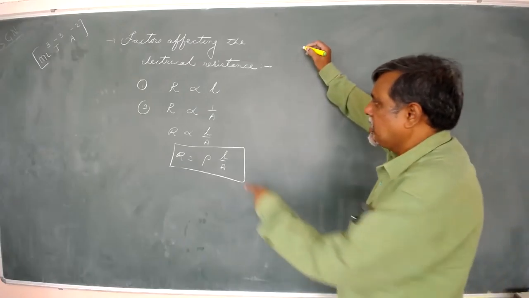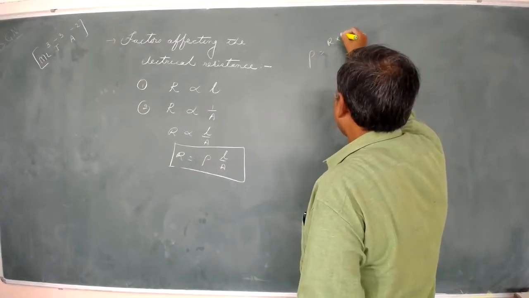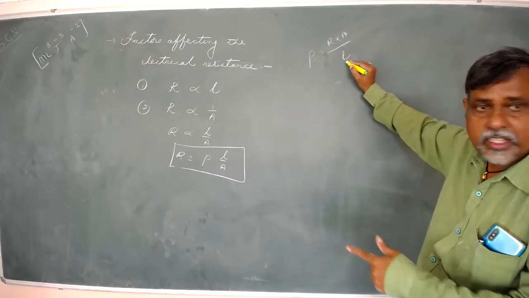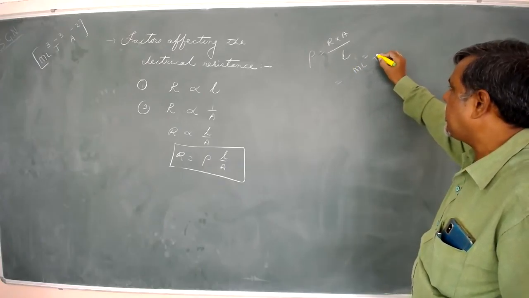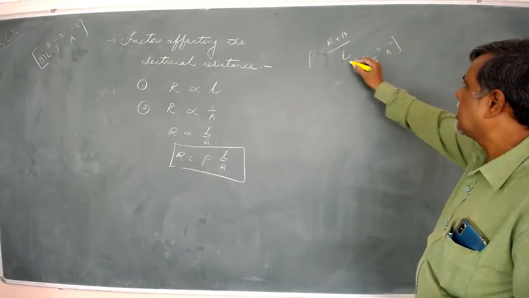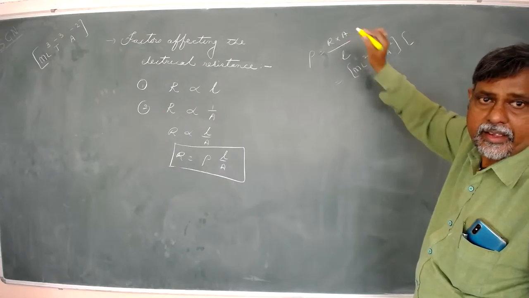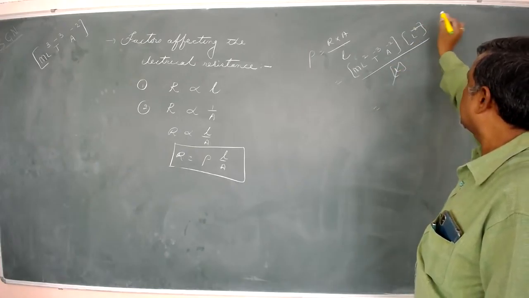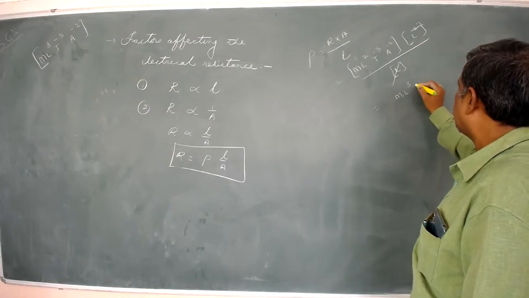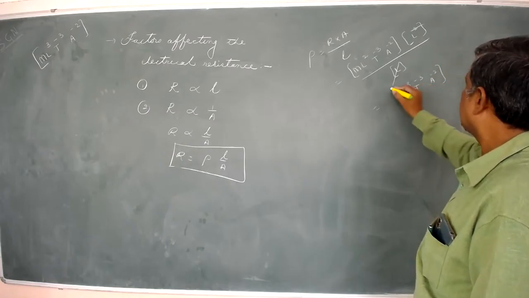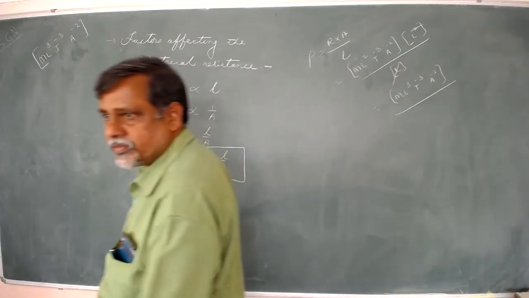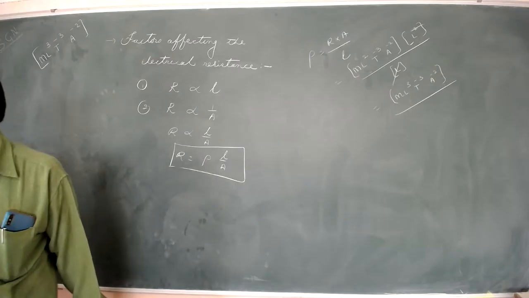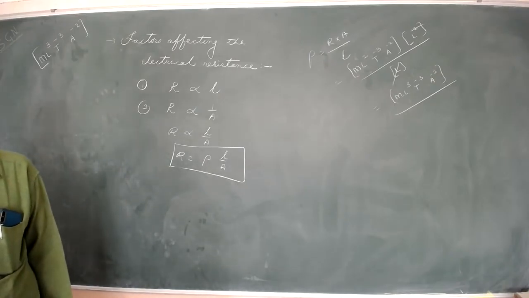Same thing. Okay, so let me check it out. So look at this here. Rho, we are right. R into A by L. Okay, R into A by L. So resistance, R into A by L. So what is that? M L cube. Correct. So this is the dimensional formula of resistivity, or specific resistance.